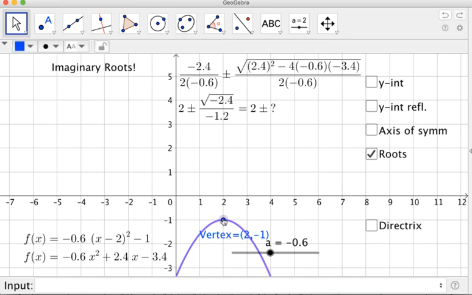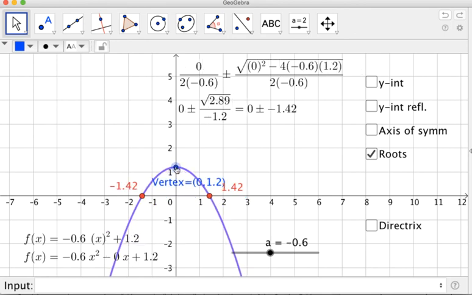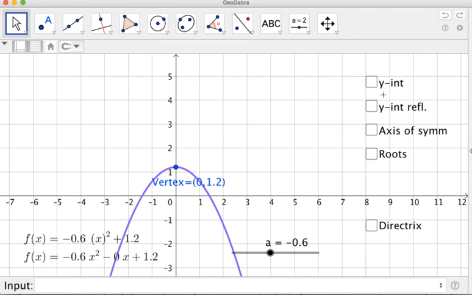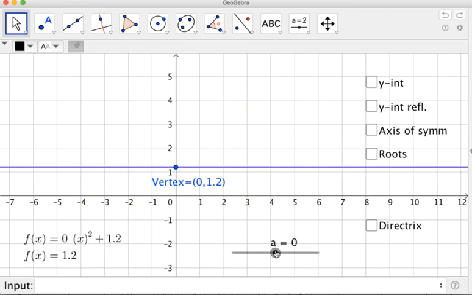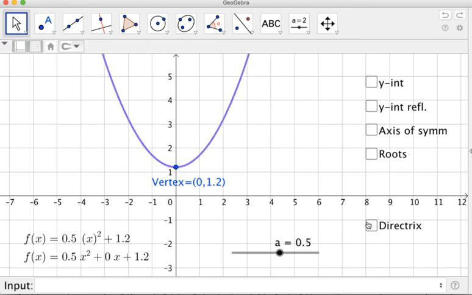Okay, so that's the basic lay of the land for these items right here. In another video, I will talk about what we do to find the directrix and the focus point.